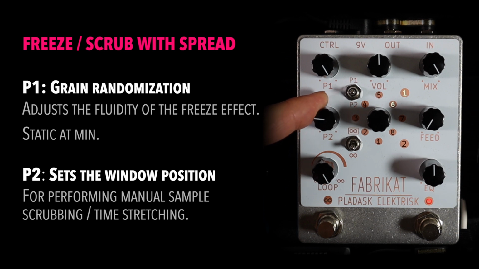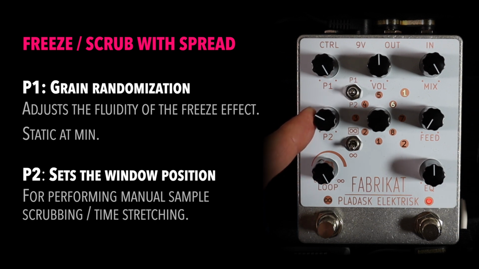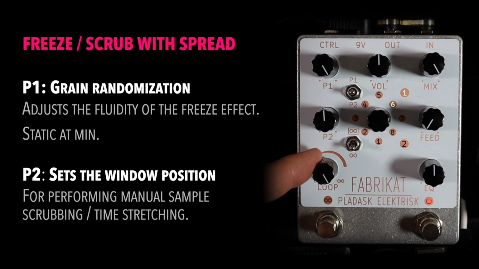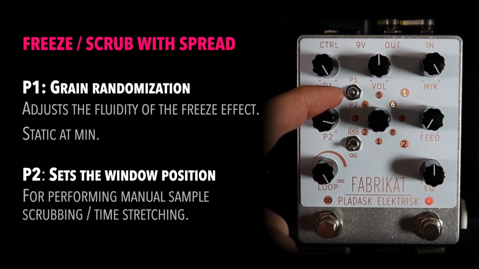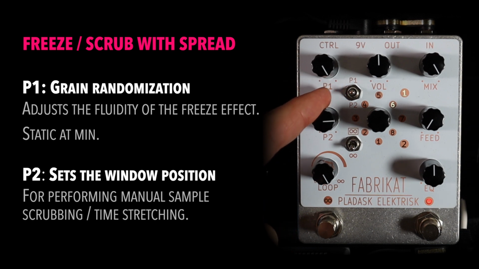So I feel like cranking the loop knob on this setting, and anything with kind of a window position control on P2, I feel like it's intended to have the loop really freezing something in there. That's pretty crazy.